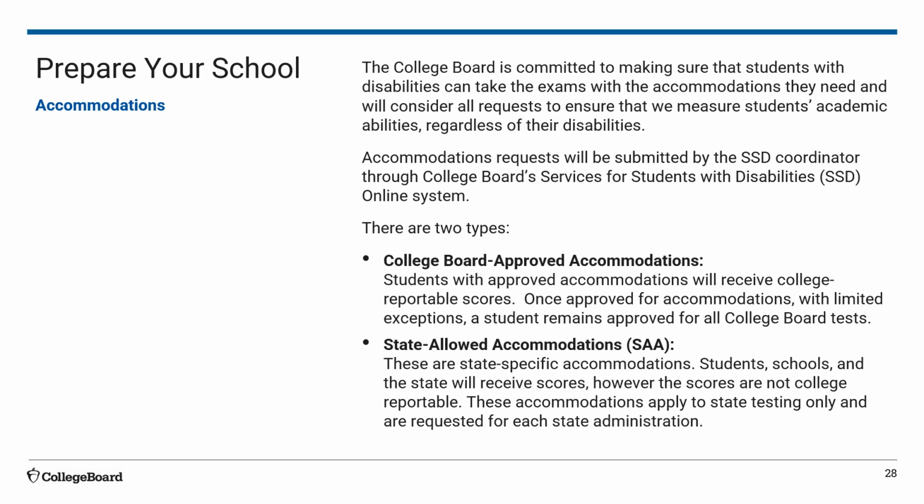There's College Board approved accommodations. Students with approved accommodations will receive college reportable scores. Once approved for accommodations, with limited exceptions, a student remains approved for all College Board tests. And state-allowed accommodations. These are state-specific accommodations. Students, schools, and the state will receive scores, however, the scores are not college reportable. These accommodations apply to state testing only and are requested for each state administration.